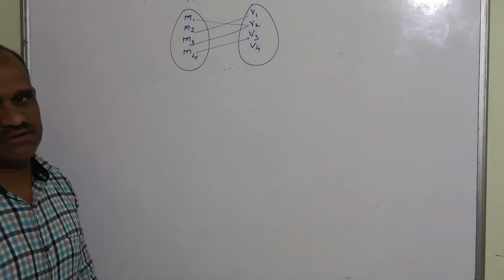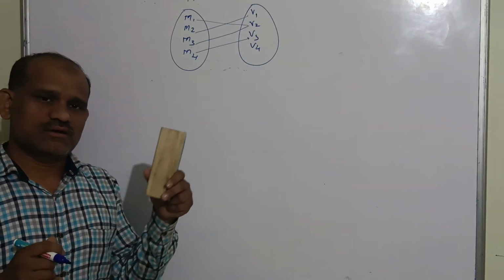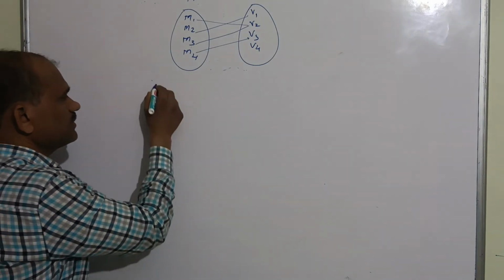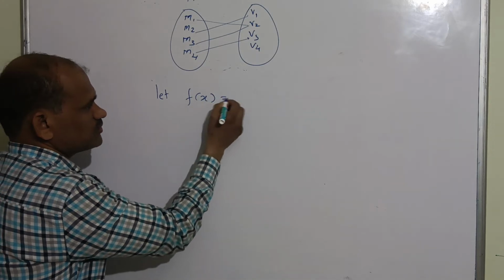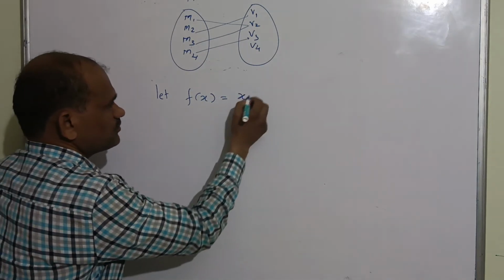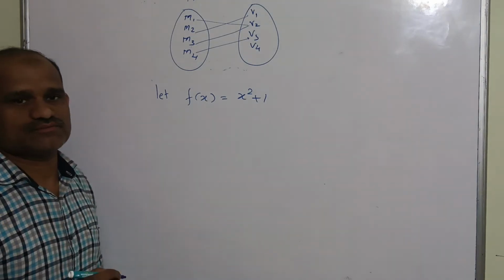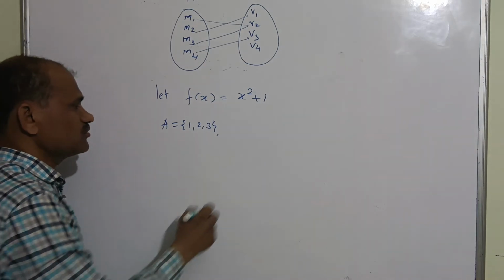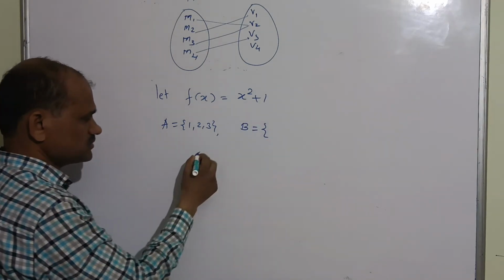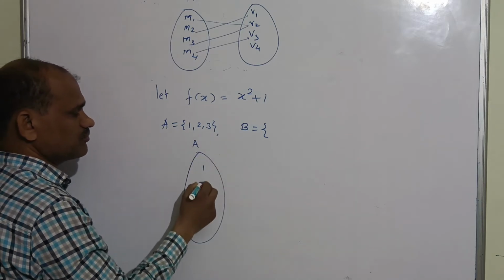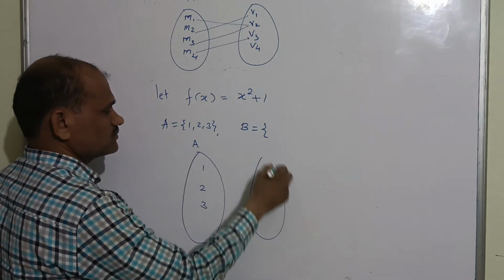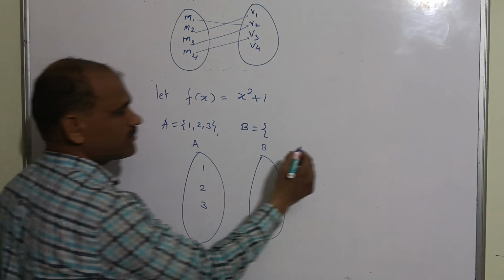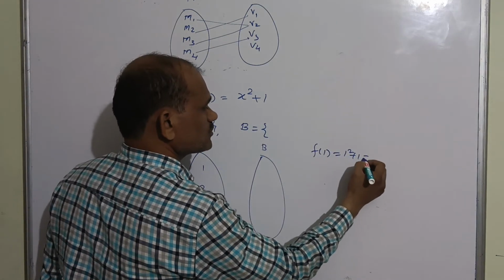So this is the definition of function, and simply we can use this concept by taking some algebraic problem. Let this function be denoted as f of x, and f of x is equal to x square plus 1. When A is the set of elements 1, 2, 3, then what will the set B be? So suppose this is the set A with elements 1, 2, 3, and this is set B. If we put x equal to 1 in this formula, f of 1 is equal to 1 square plus 1, which is 2.